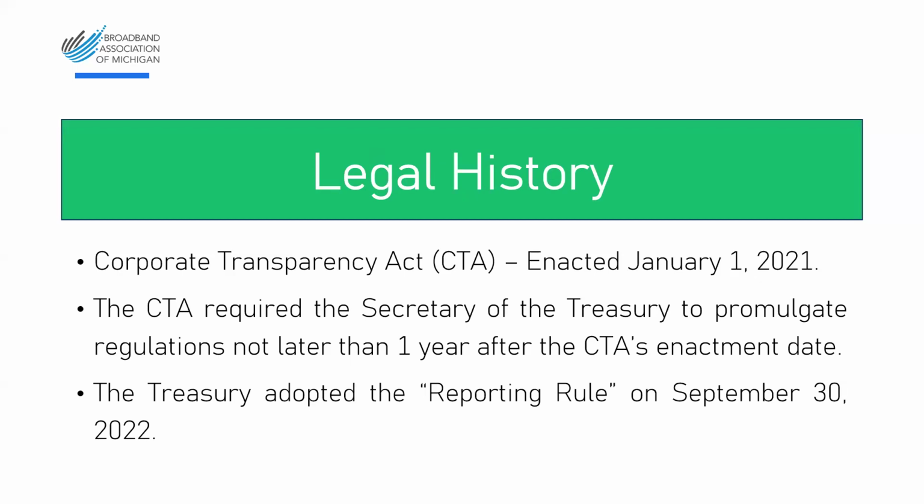Okay, brief legal history. The Corporate Transparency Act, which I sometimes will refer to as the CTA or just the Act, was enacted on January 1st of 2021. The requirements I'll be discussing today did not go into effect immediately. Instead, the Act required the Secretary of Treasury to promulgate regulations to implement the Act's reporting requirements not later than 1 year after the Act's enactment date. Those regs were eventually published in September of 2022 and became effective January 1st of 2024. So that's why we now need to discuss the Act, because the reporting requirements are now in effect.